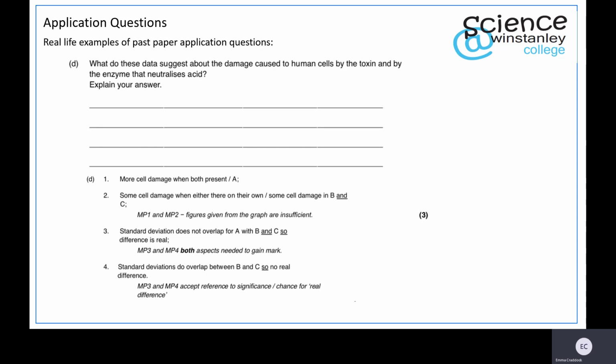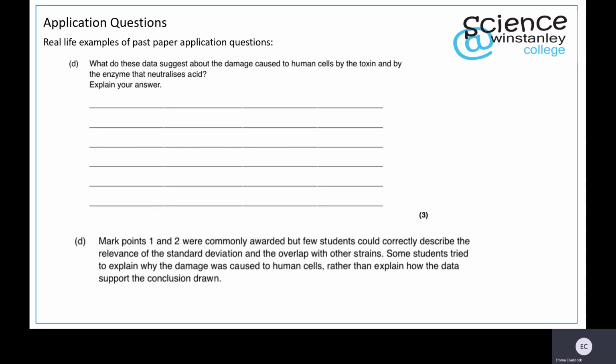For mark points 3 and 4, both aspects need to gain a mark. So you need to say which ones overlap with each other, and then you need to say whether the difference is real or not. Okay? So mark points 1 and 2 were commonly awarded but very few students could actually describe the relevance of standard deviation and overlap. Some students tried to explain why the damage was caused to human cells. It's not asking you that, it's asking you to explain what the data shows. So make sure you read the question.